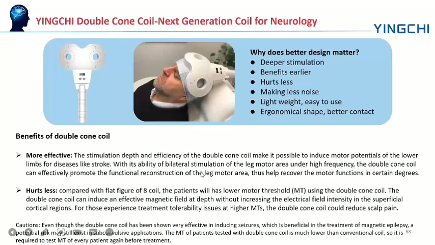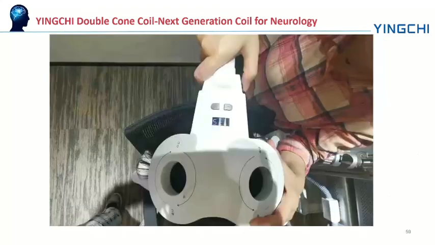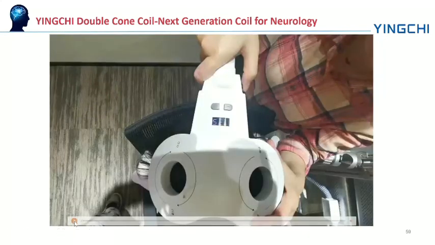And for those who experience treatment tolerability issues at high motor thresholds, the double cone coil could reduce scalp pain, for the double cone coil can induce an effective magnetic field at depth without increasing the electrical field intensity in the superficial cortical regions. So these are the true efficiency and the true feedbacks from our users. And let's see a video about how the double cone coil is used to evoke motor evoked potentials from the leg motor area.